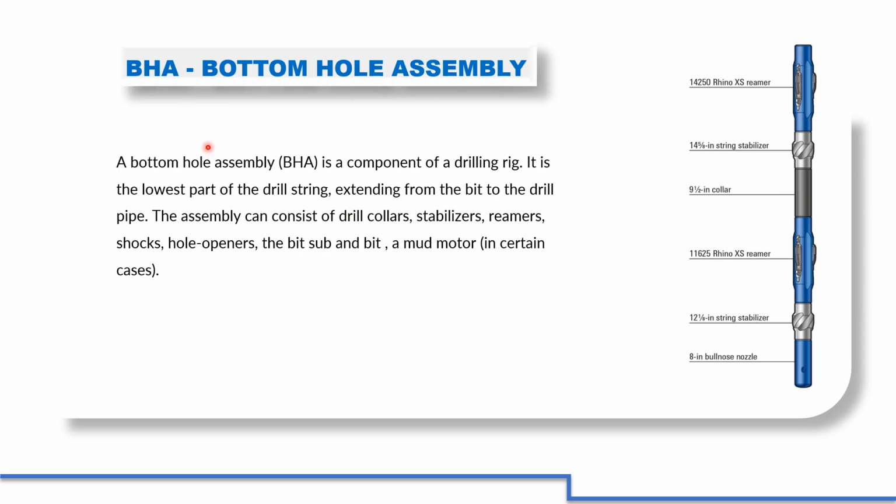Bottom hole assembly. It is said in short BHA, and BHA stands for bottom hole assembly, and it is a part of the drill string. But here we are seeing what exactly the BHA is. A bottom hole assembly is a component of a drilling rig. It is the lowest part of the drill string, extending from the drill bit to the drill pipe. The assembly can consist of drill collars, stabilizers, reamers, shocks, hole openers, the bit sub and bit, and mud motor in certain cases. So this is the definition of the bottom hole assembly.